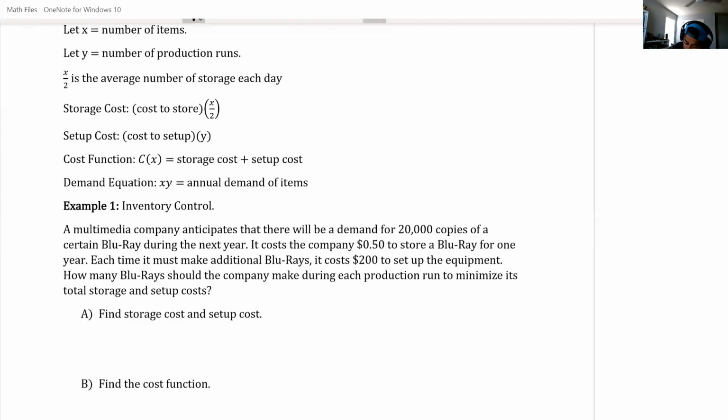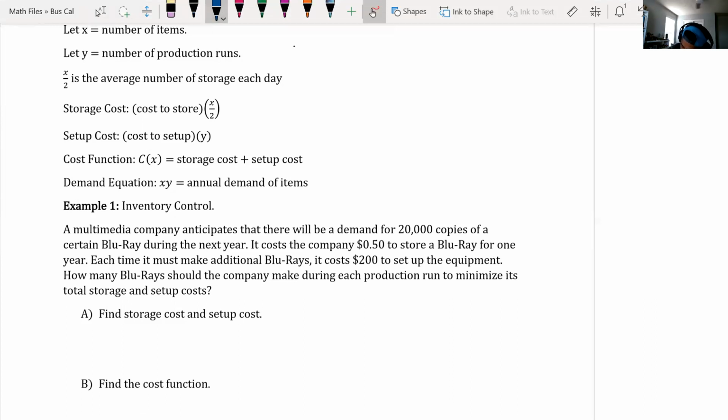So out of all of that, our job is to minimize storage and setup cost. Step A: find the equations for storage cost and setup cost. I have those equations right there above, so let's look at storage costs first.